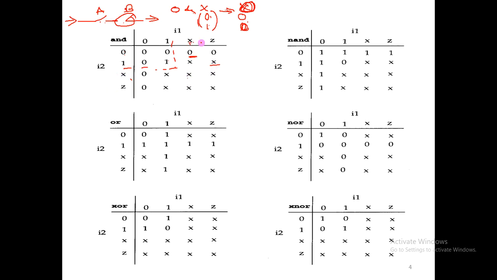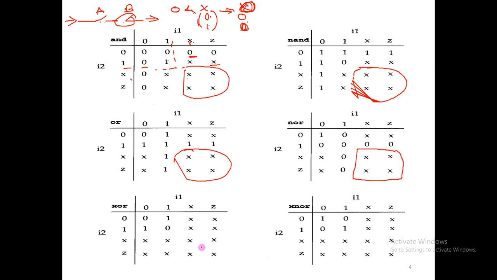So if both inputs are unknown, or high impedance state, your output is always unknown, irrespective of any gates you take. Irrespective of any gates, you can see here, this one, this one, this one, here. These are the outputs when your inputs are either X or Z.